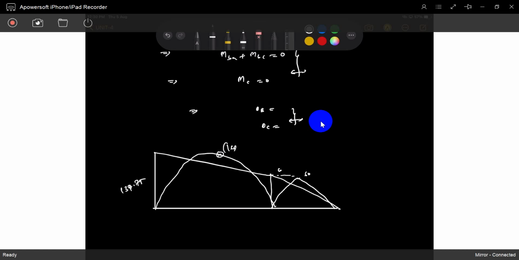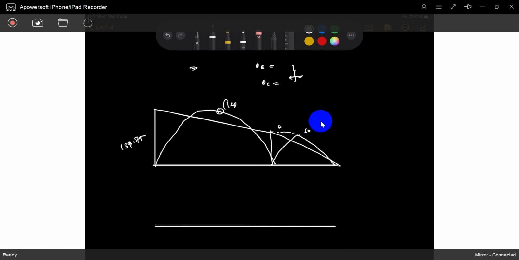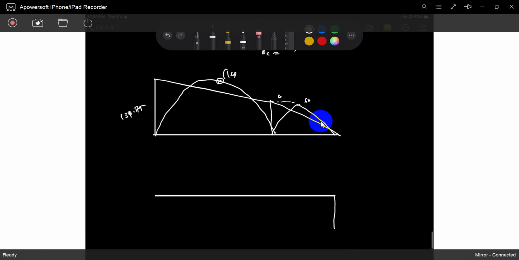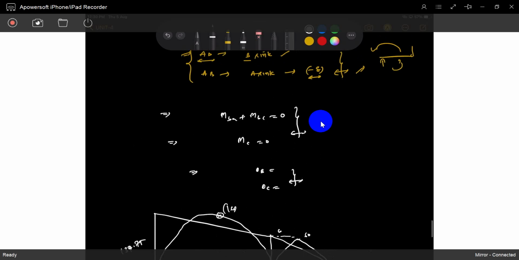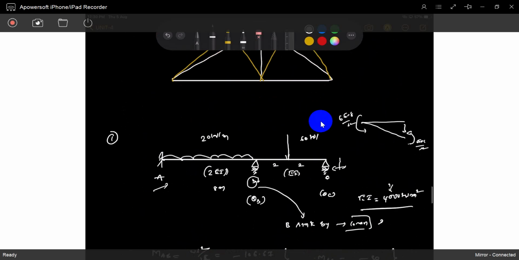Both are 60. So you can write down the shear force equation also. So what to get? Shear force. It's a point load, na? It will come like this, and it's a uniformly distributed load. It will come like this. And also you can see the lateral end is a hinge joint.